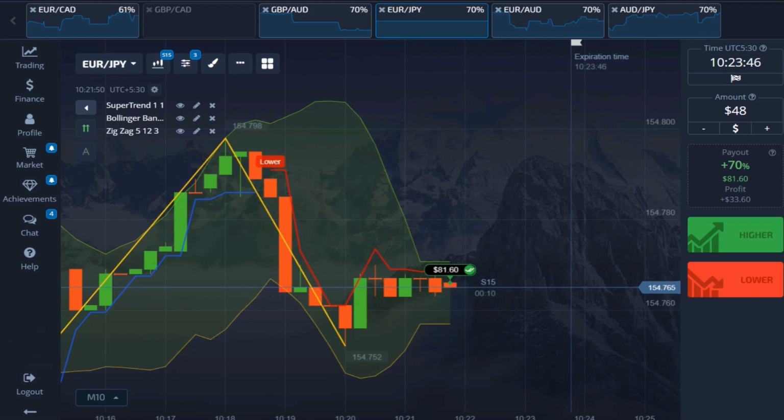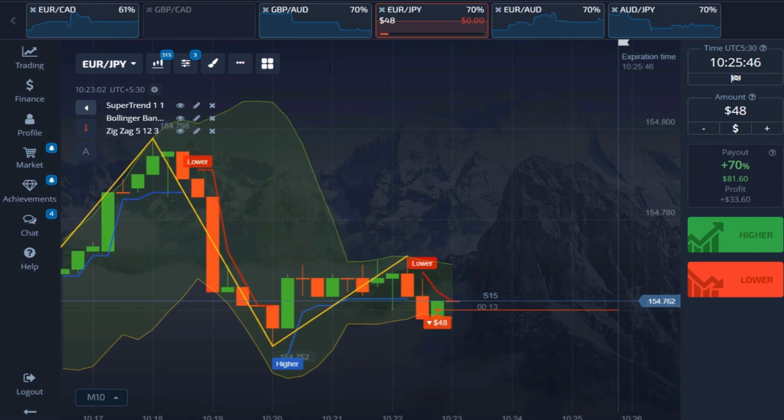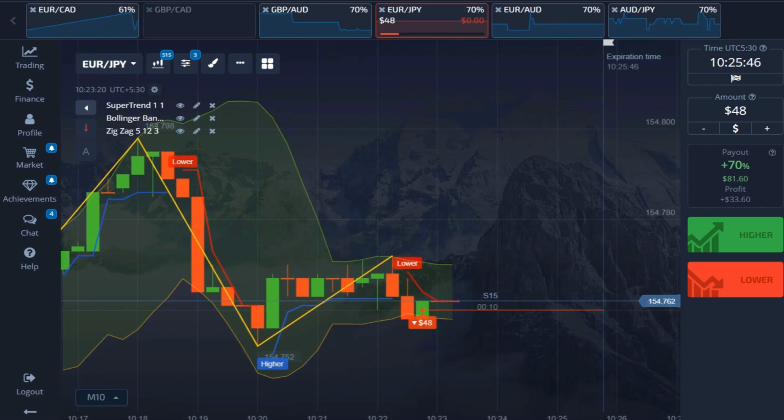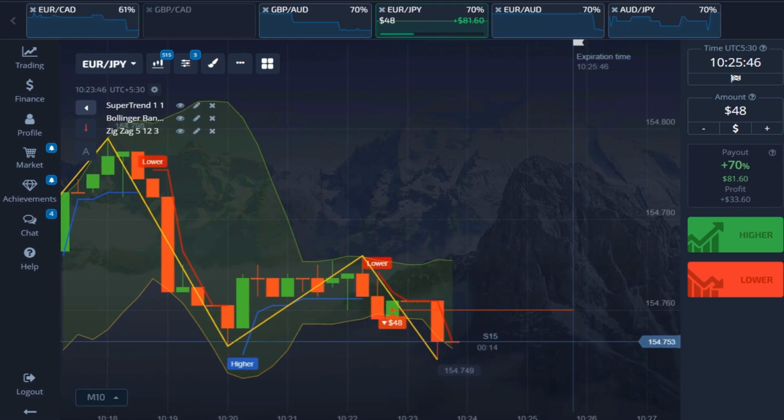Let's keep going. Here it is, traders, a perfect sell trade setup according to our strategy. Let me walk you through it. The candle has touched the upper Bollinger Bands line. The zigzag indicator line is positioned above the candle, and we've received a sell signal from the Supertrend indicator. This is an ideal moment to execute a sell trade based on our rules.